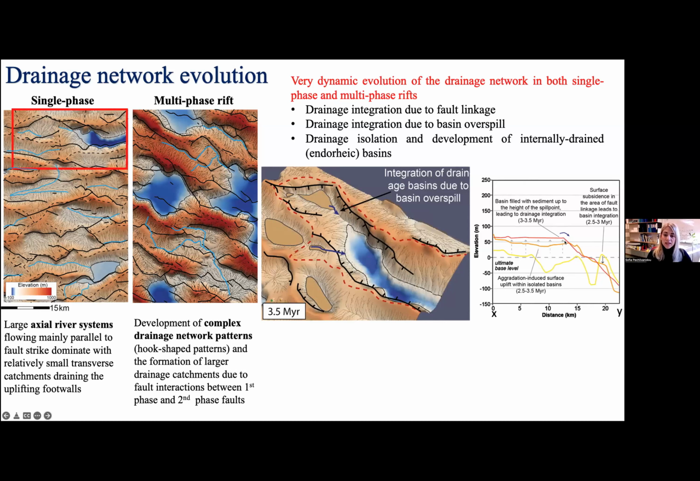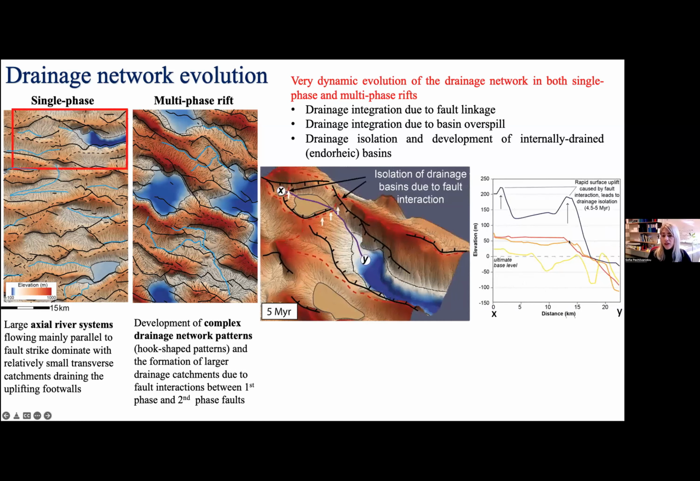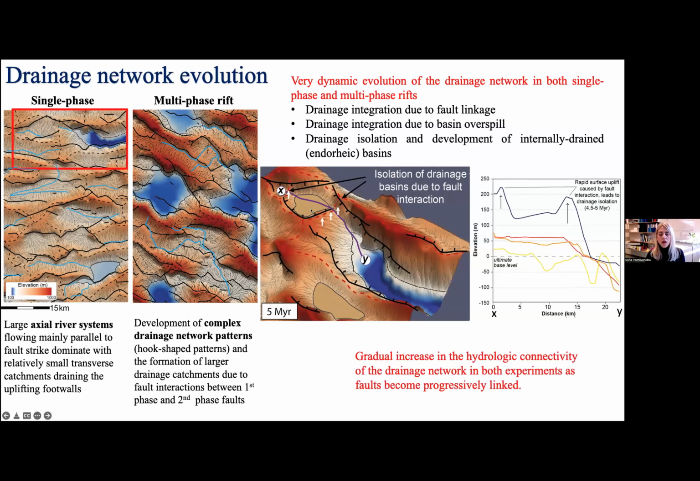The opposite effect is observed at 5 million years, where due to rapid surface uplift caused by fault interaction in this area, we see the drainage isolation and the development of this internally drained basin, that one. Overall, we see that there is a gradual increase in the hydrologic connectivity of the drainage network in both experiments as faults become progressively linked.